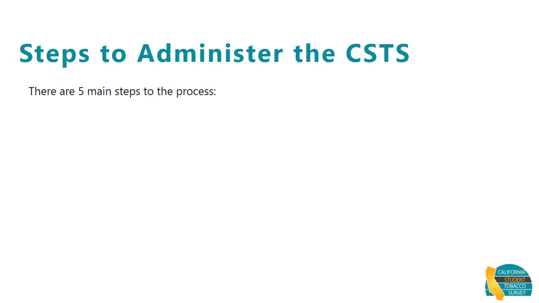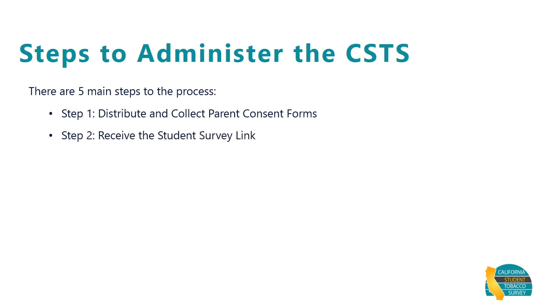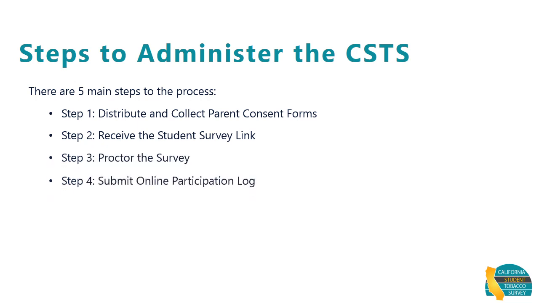There are 5 main steps to successfully administer the survey. Distribute and collect parent consent forms. Receive the student survey link. Proctor the survey. Submit an online participation log, and return all survey materials back to your school's survey coordinator. We will cover each step in detail.